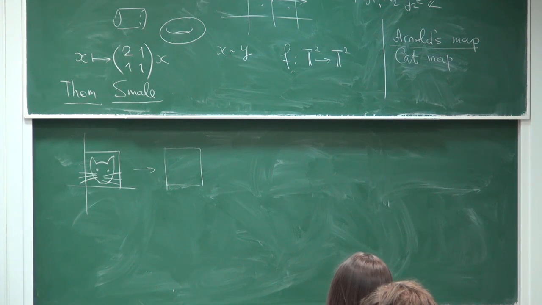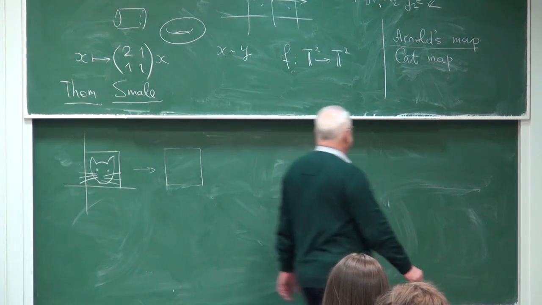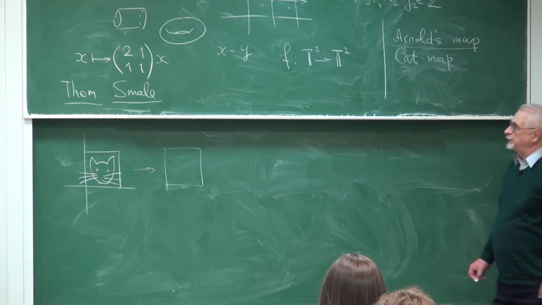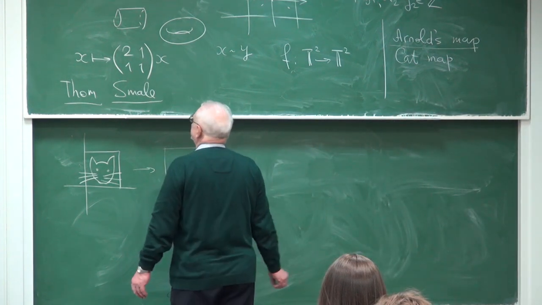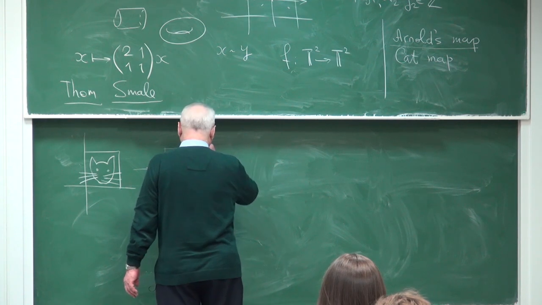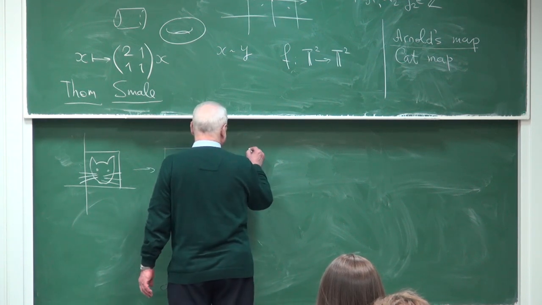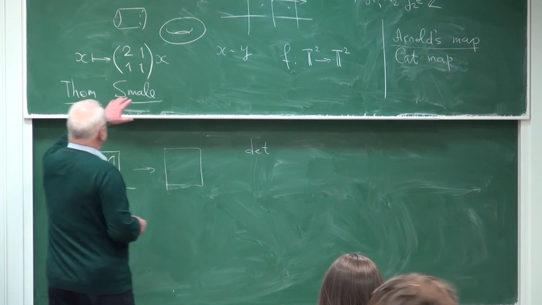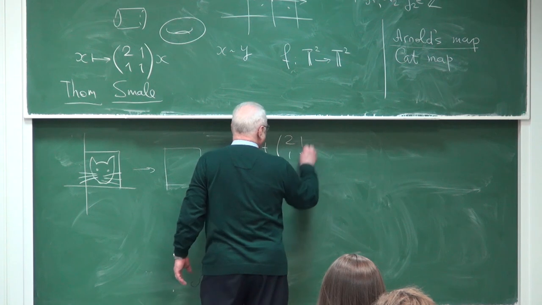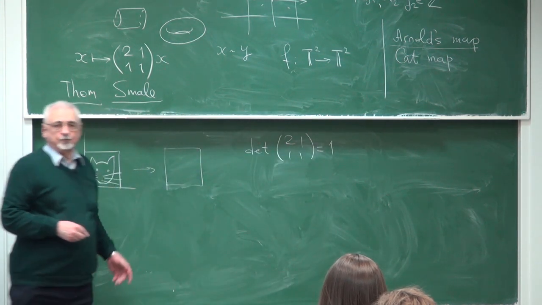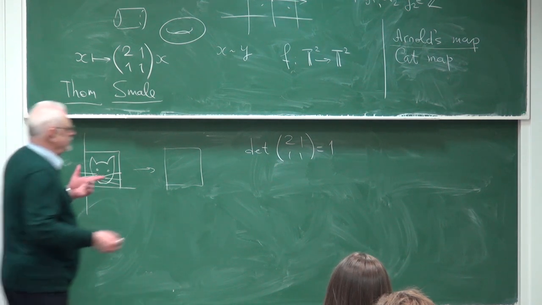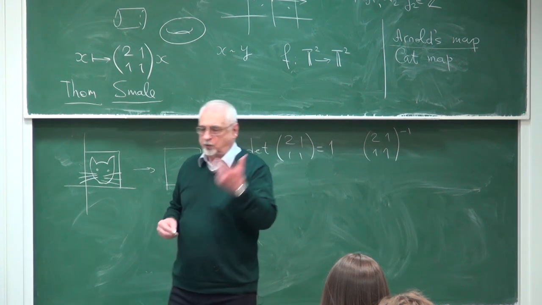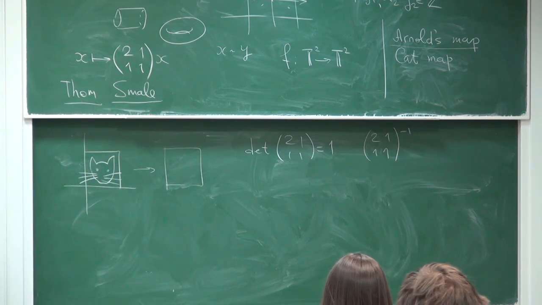It is impressive. Well, in fact, we get a good mapping of the torus. We get homeomorphism. Why? If I look at the determinant, it is one. And this implies that the inverse matrix is also a matrix with integer entries.